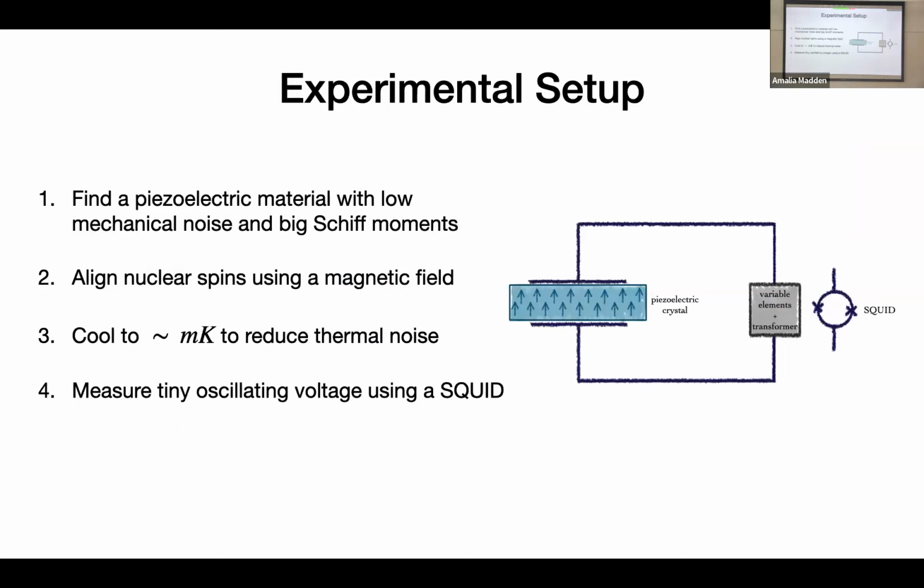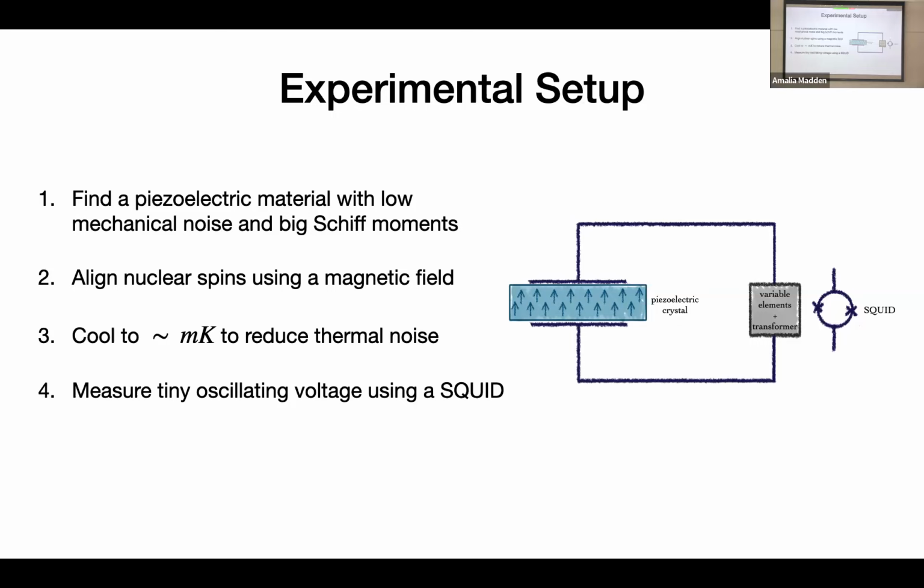So what's our proposed experimental setup? Find a piezoelectric material that has very low mechanical noise, otherwise known as having a very high quality factor, and it contains some nuclei that have really big shift moments. We want to align the nuclear spins in this material using an external magnetic field. But just to be clear, because this point has come up a lot, once you've aligned the spins, you can actually greatly reduce the strength of your magnetic field. So we don't have to worry, to the same extent as some other proposals, about magnetic noise in our experiment.